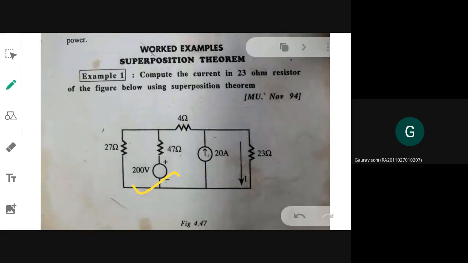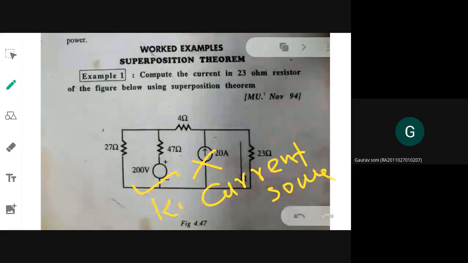I want to consider only the 200 volt source, so I have to eliminate this. This is a current source. Whenever I want to kill the current source, I will open it. So I will open this terminal, that's all. And I will redraw the circuit.